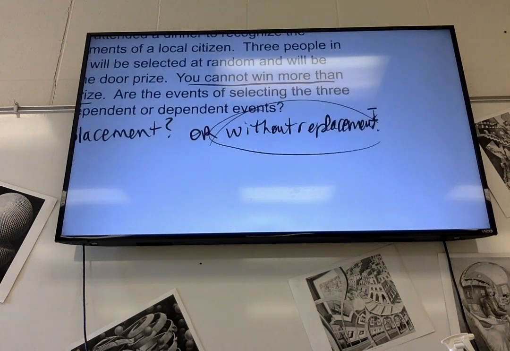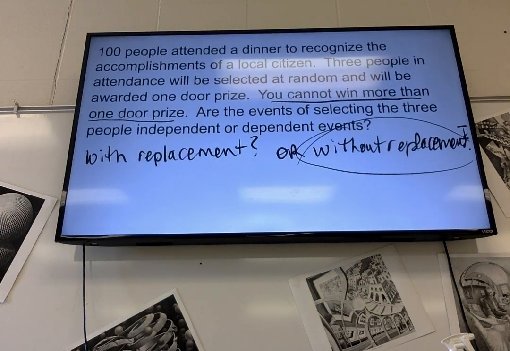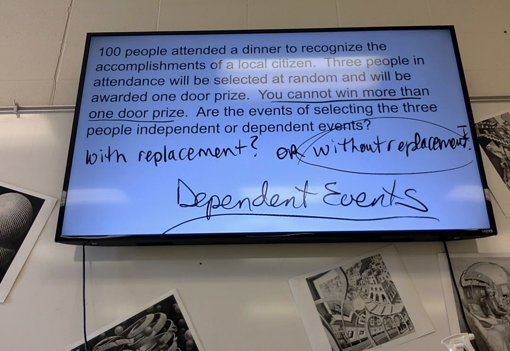So that means that this example, since it's without, must be dependent events. So that's how you figure it out. If it's with replacement, it's independent. If it's without, it's dependent. Meaning the probability of one affects the probability of another.